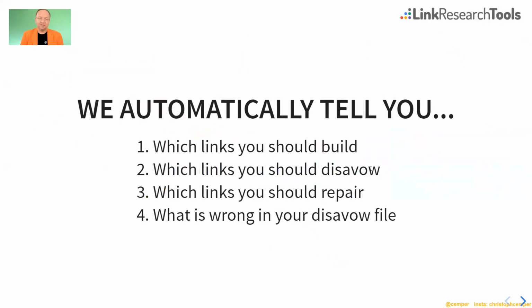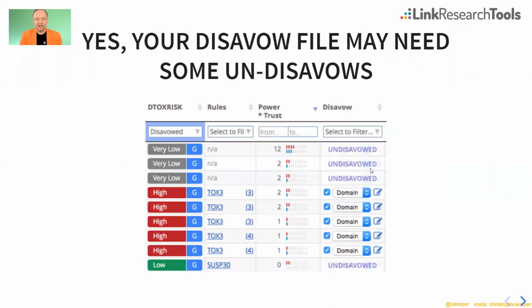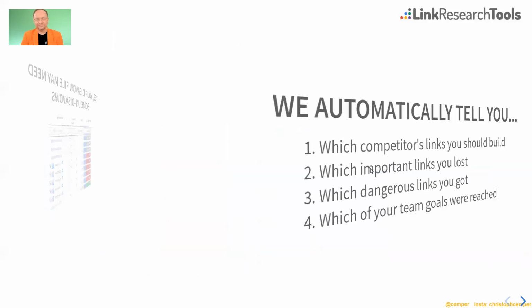So we will automatically tell you which links you could build, which links you should disavow, which links you should repair, what's wrong in your disavow file, because even in your disavow file, if you think it's okay, you might have some domains disavowed that are actually good from the past or a human mistake or domains that recovered and got a lot better over the years. So let me ask you, when was the last time that you looked at your disavow file? Did an audit, which domains to remove from it.